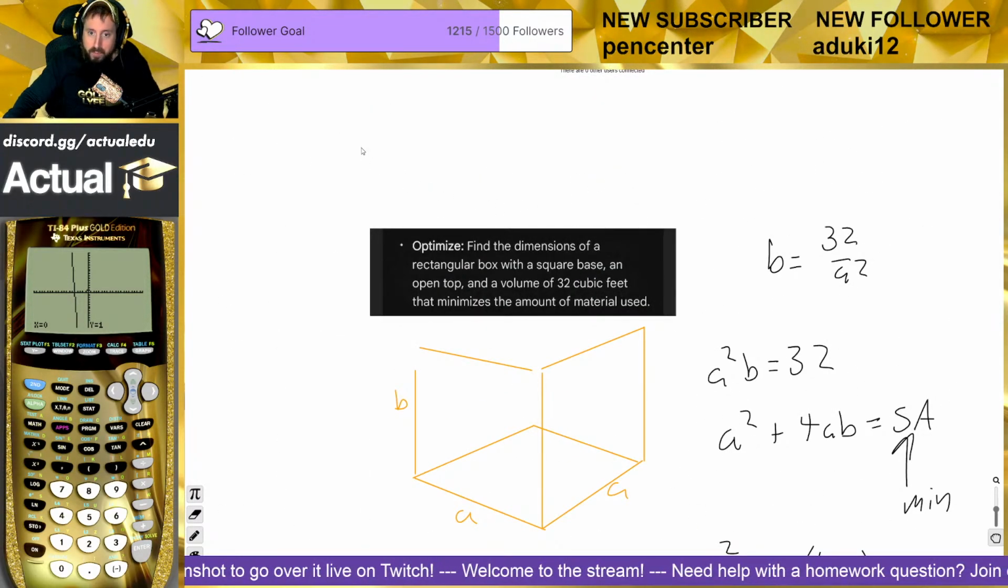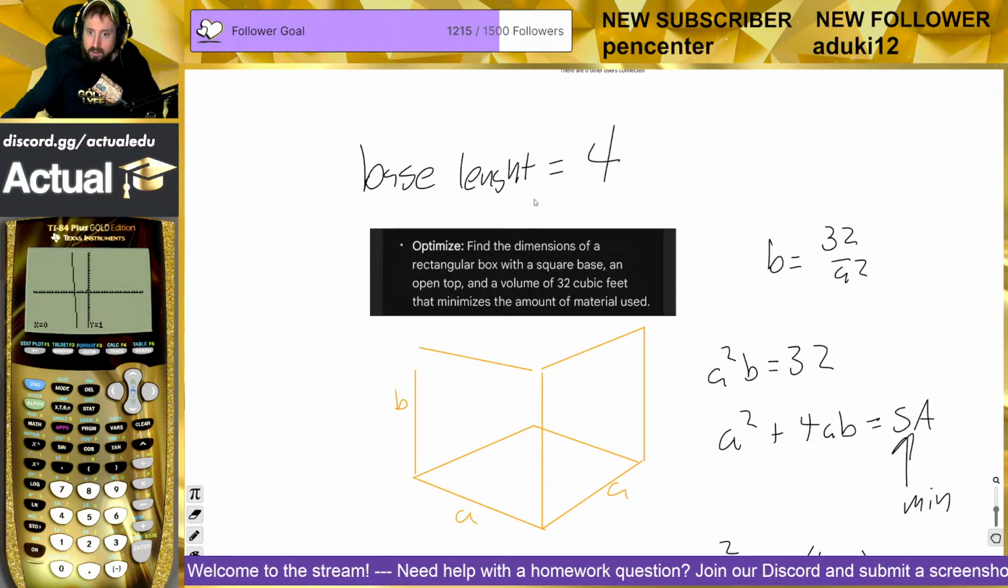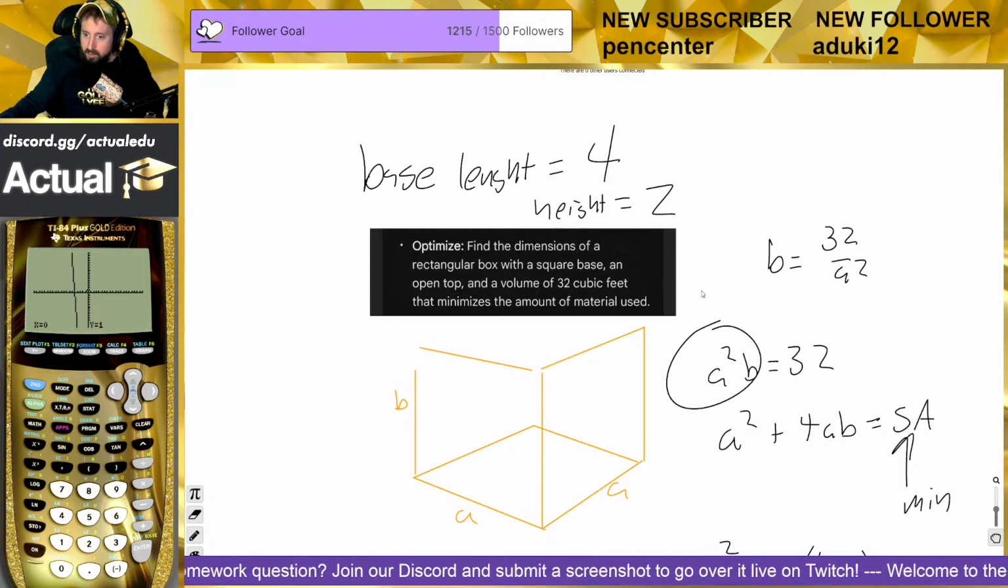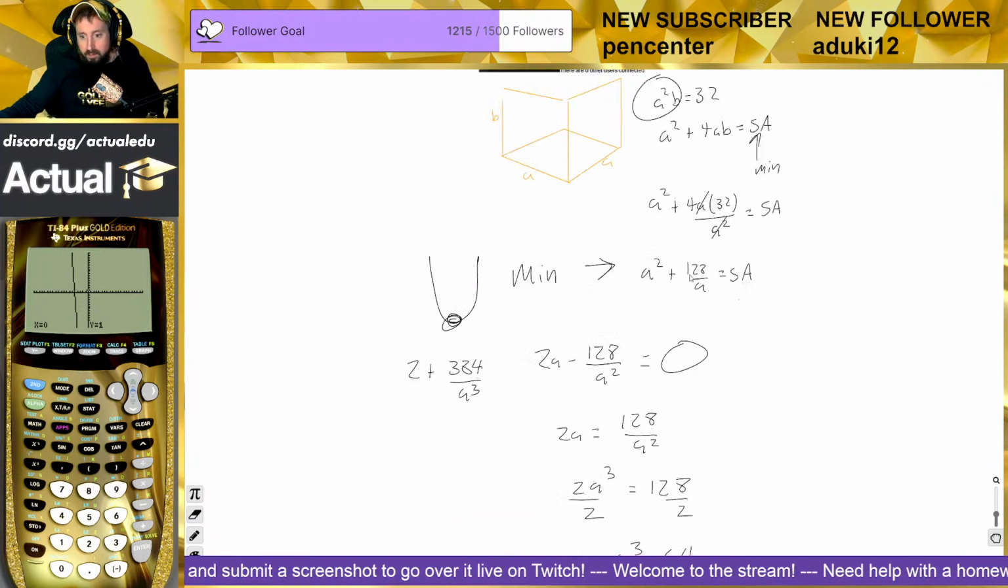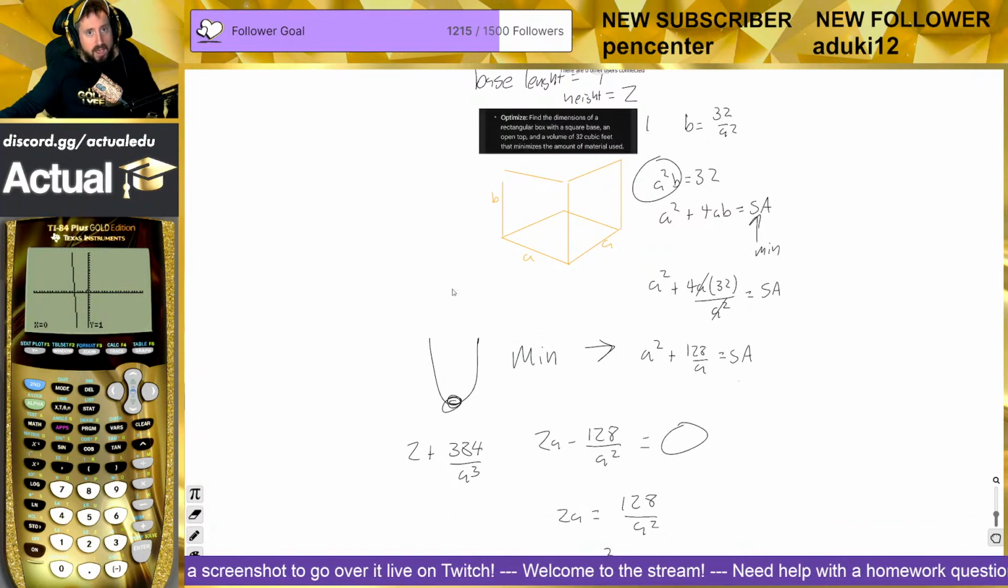So A is equal to 4. So you say, okay, cool. So base length is equal to 4. And then we say the height, so that was A. So 16, so the height is equal to 2. Because 4 squared is 16, and 16 times 2 is 32. Cool. Does that make sense? Ajner, you had to do some calculus there. That's okay.